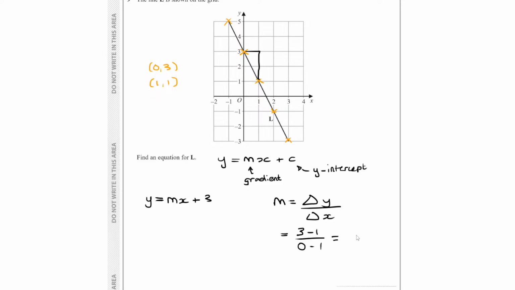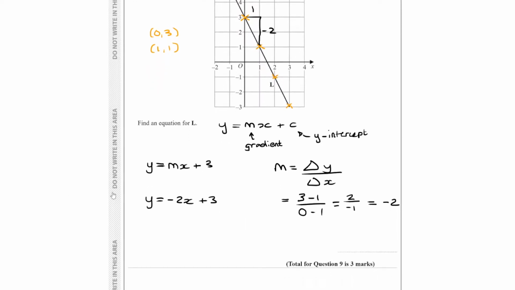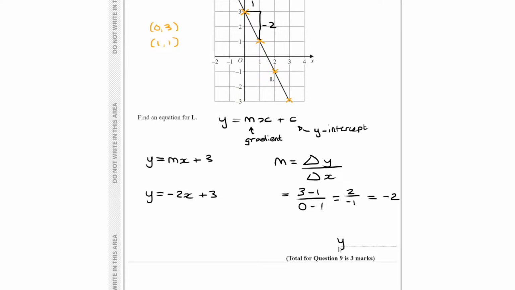So 3 minus 1 is, I mean, you can obviously type this in your calculator if you want, but 3 minus 1 is 2. 0 minus 1 is actually minus 1. So you see how you'd get minus 2. Be really careful. I mean, you can see it's going down as well anyway, can't you? The other way you can do it is see, that's 1 across, minus 2 down. Whichever way you want to do it. There's loads of different ways. So that's the gradient. So my answer is y equals minus 2x plus 3. That's your final answer. Equation of a straight line is really straightforward, as long as you've memorized how to do it. There you go, another nice 3 marks there.